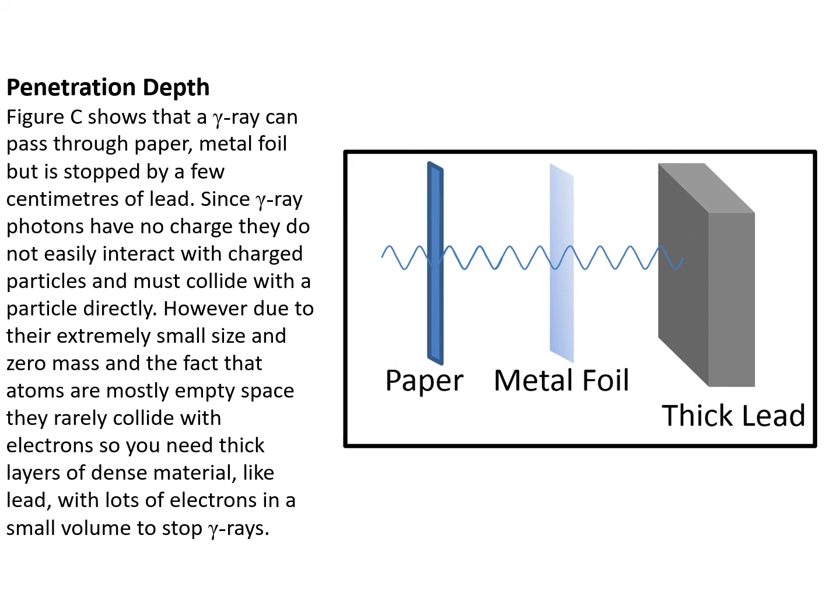Since gamma ray photons have no charge, they do not easily interact with charged particles and must collide with a particle directly. However, due to their extremely small size and zero mass, and the fact that atoms are mostly empty space, they rarely collide with electrons, so you need thick layers of dense material, like lead, with lots of electrons in a small volume in order to stop gamma rays. You can also stop gamma rays with a very thick sheet of concrete.